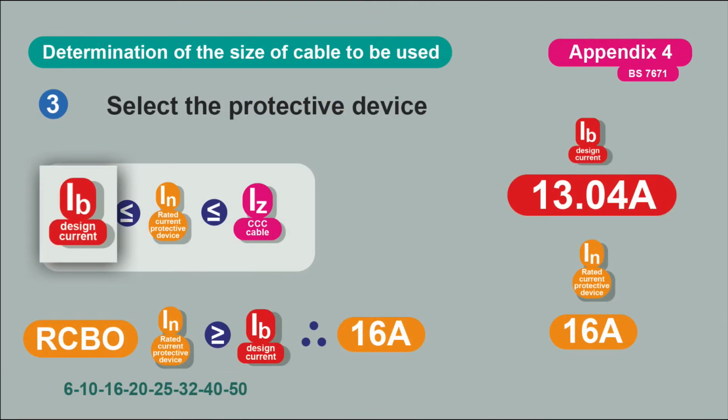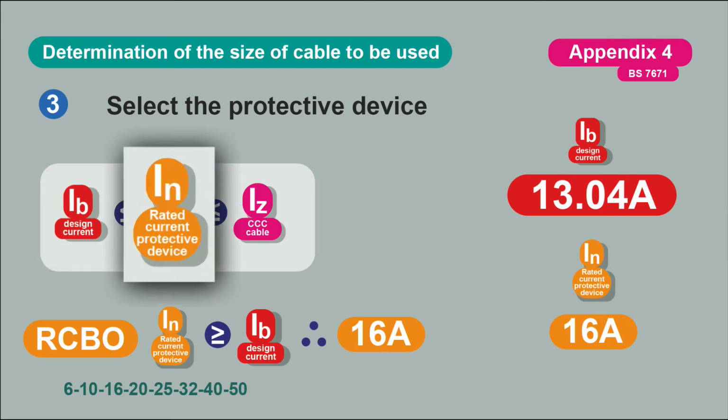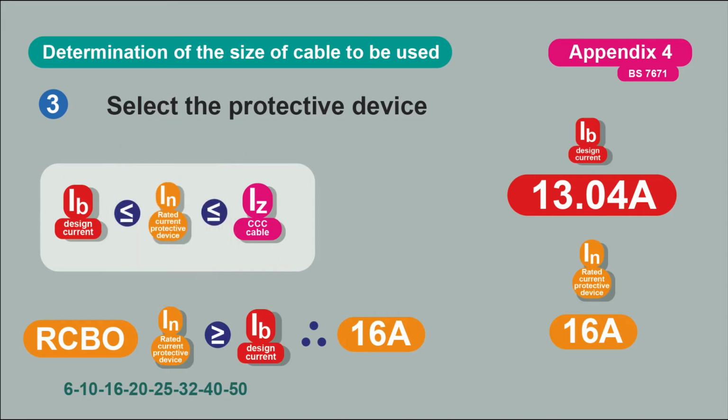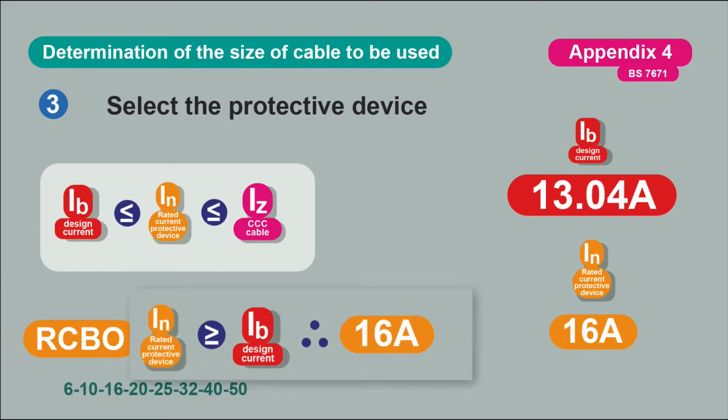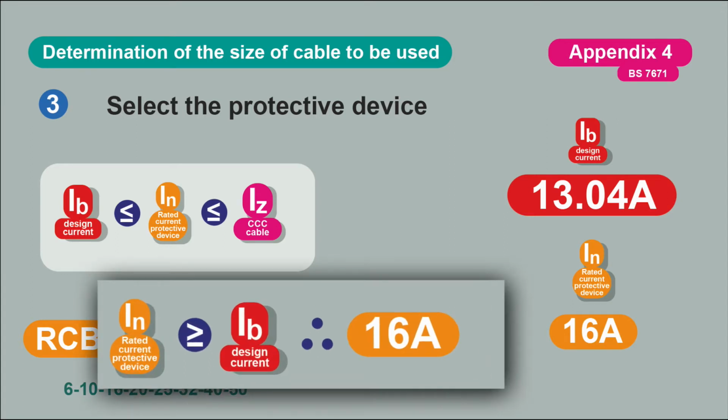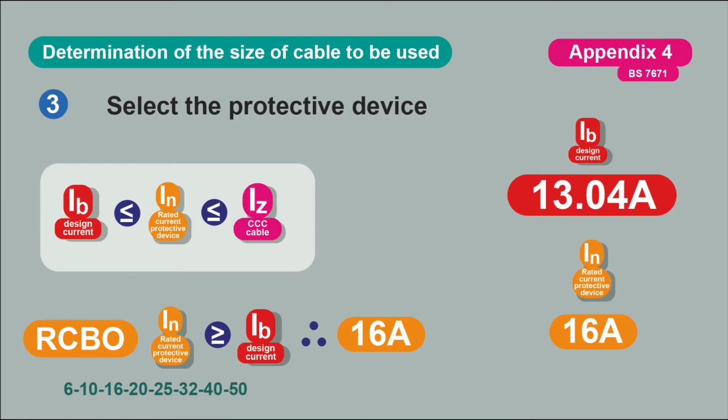Now that we have the design current, we can work out what size of protective device we need. This is the rated current of the protective device, known as In. The rated current is the number printed on the actual device. We know that we're going to be using an RCBO, and the common sizes for them are 6, 10, 16, 20, 25, 32, 40 and 50. So in the formula, design current has to be less than or equal to In. Or you could put that the other way around and say In is greater than or equal to the design current.